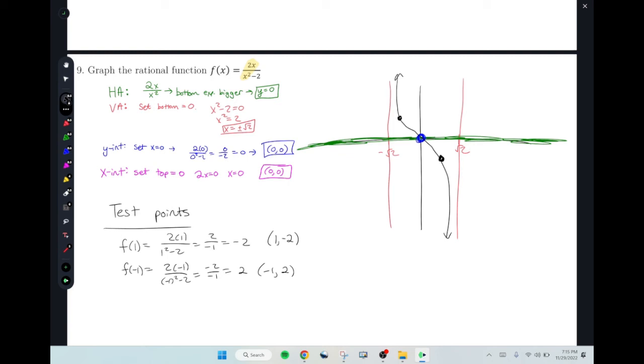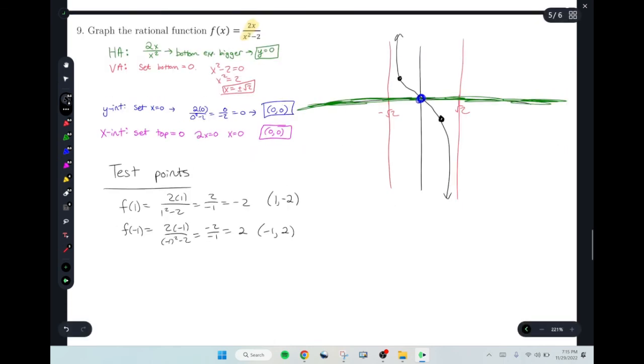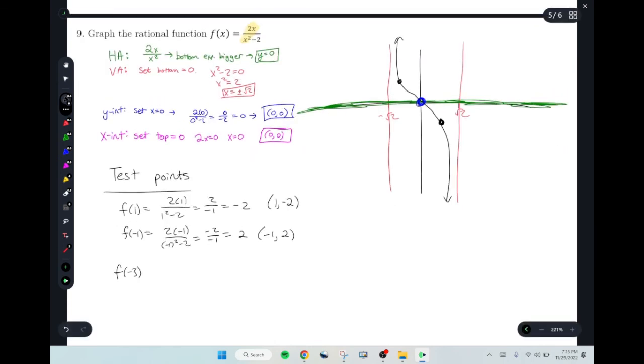Okay. Now we need to do the end ones. What's another number to test? Negative 3, because it's way outside? Sure thing. F of negative 3 is 2 times negative 3 over negative 3 squared minus 2, which equals negative 6 over, what's 9 minus 2? 7? Oh, shoot. That's a negative number. So what side of the axis is that on? The bottom side? So I know my graph is going to look like this.